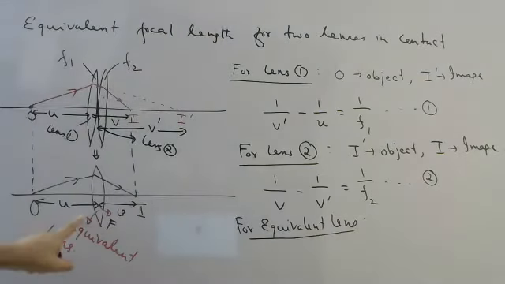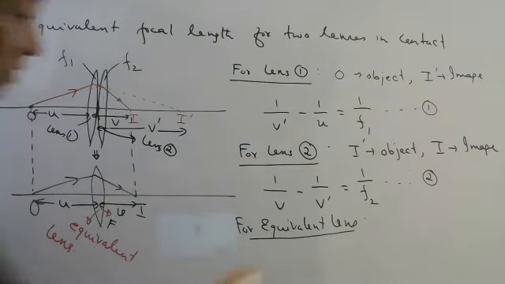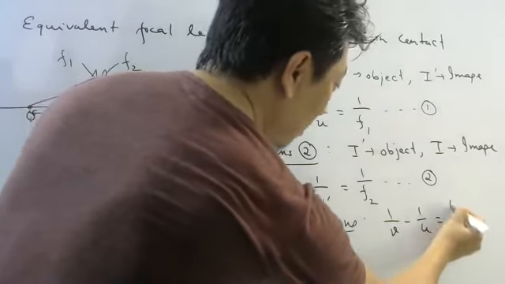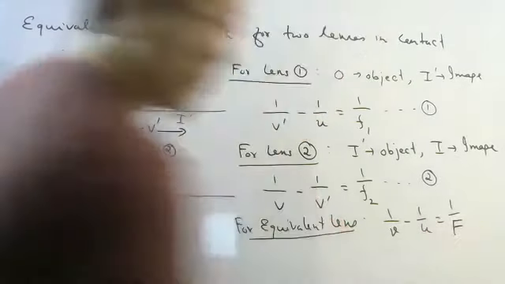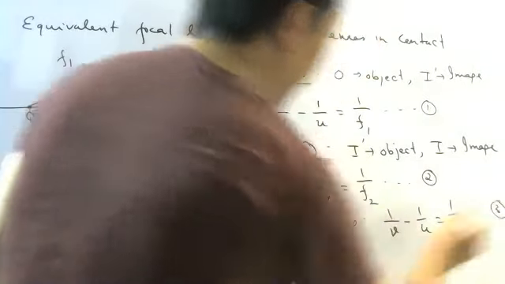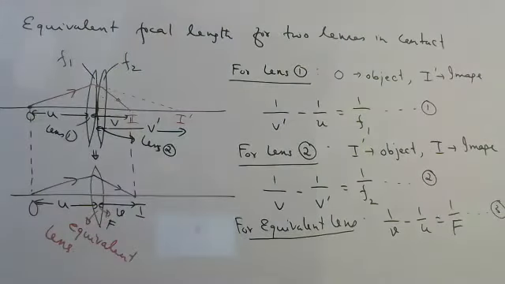Now write the same thing for the equivalent lens. Equivalent lens, that is, this one. So this is very simple. O is the object, I is the image. So the formula will be 1 by v minus 1 by u equals 1 by f. This is your lens equation 3. Now we don't need the diagram.